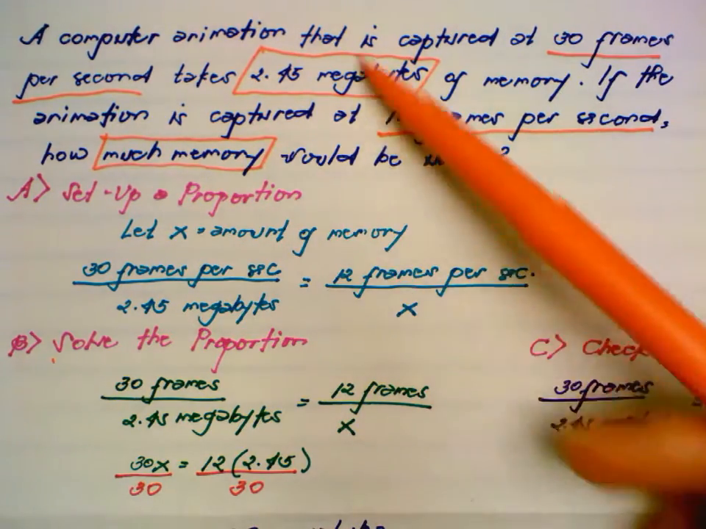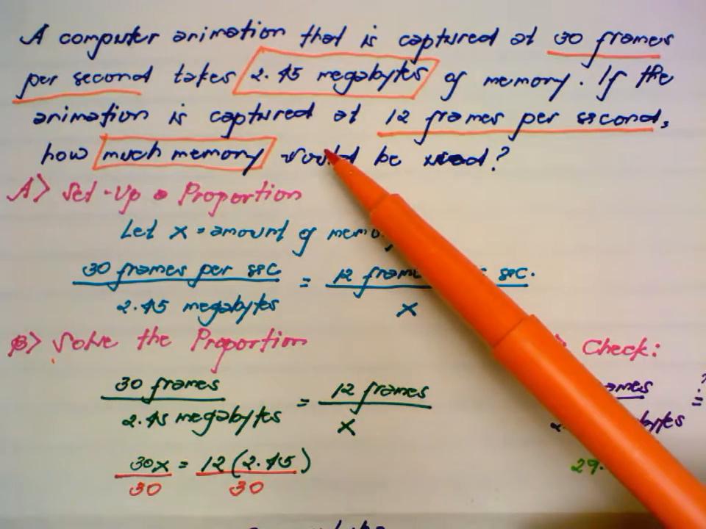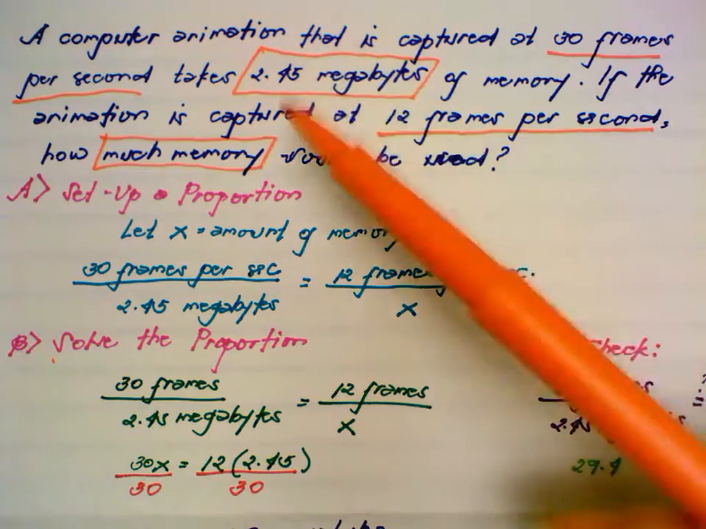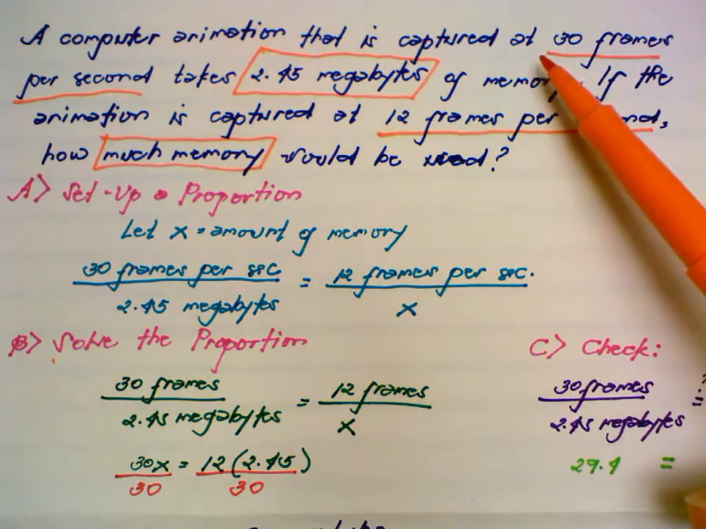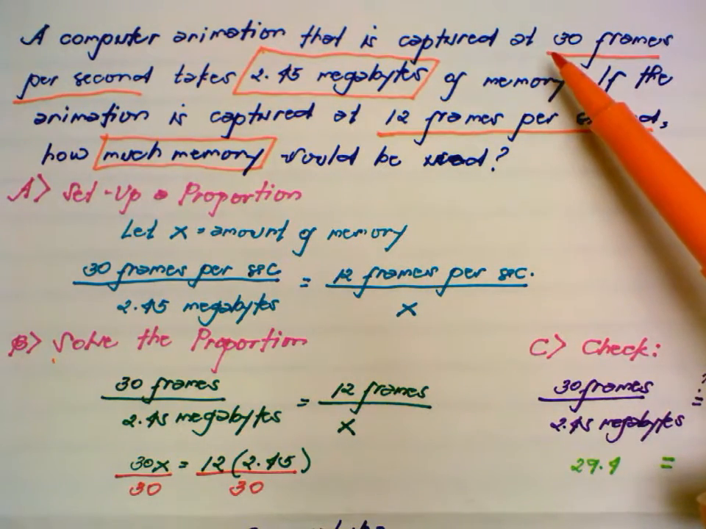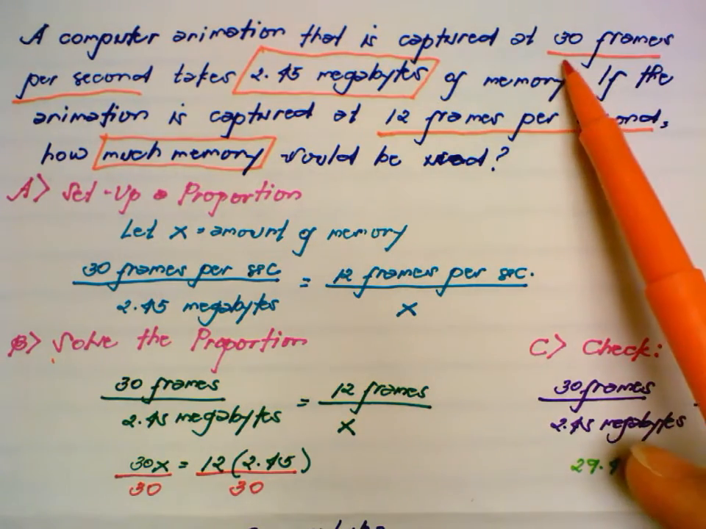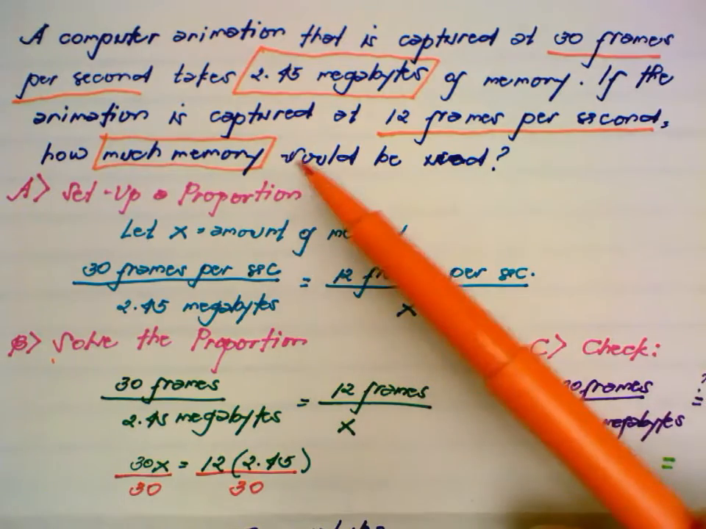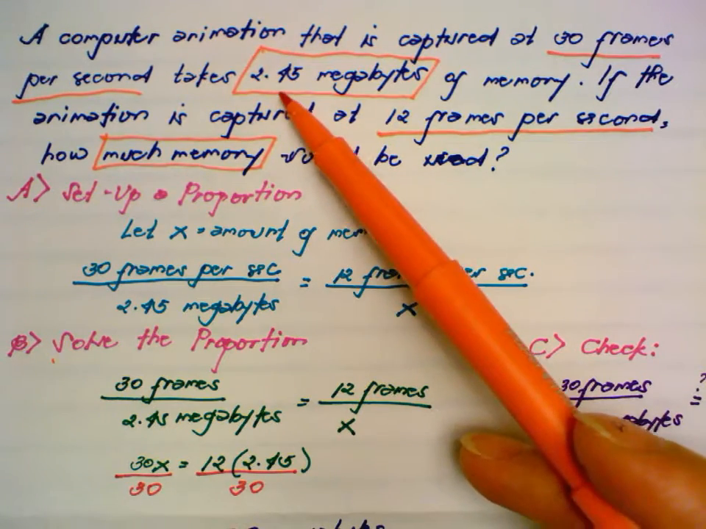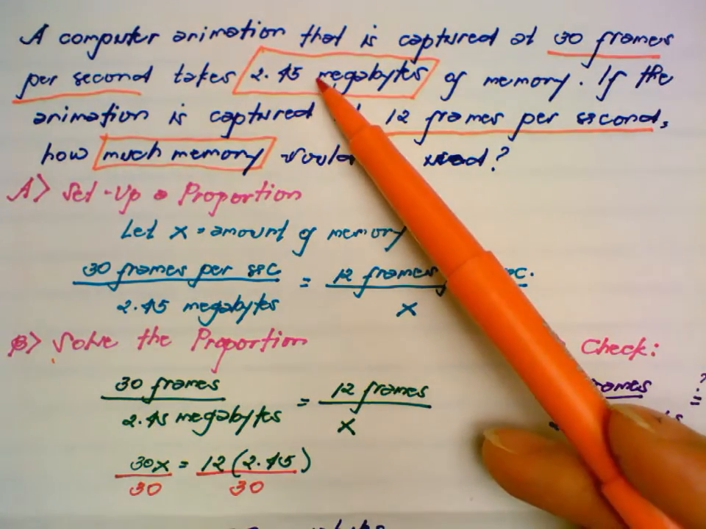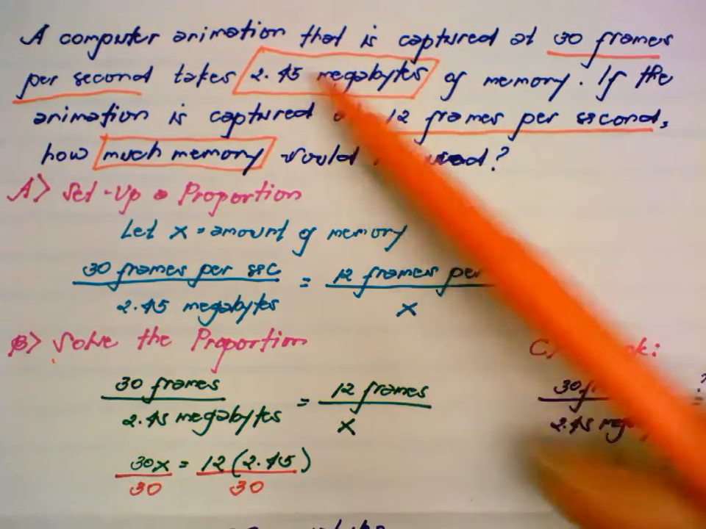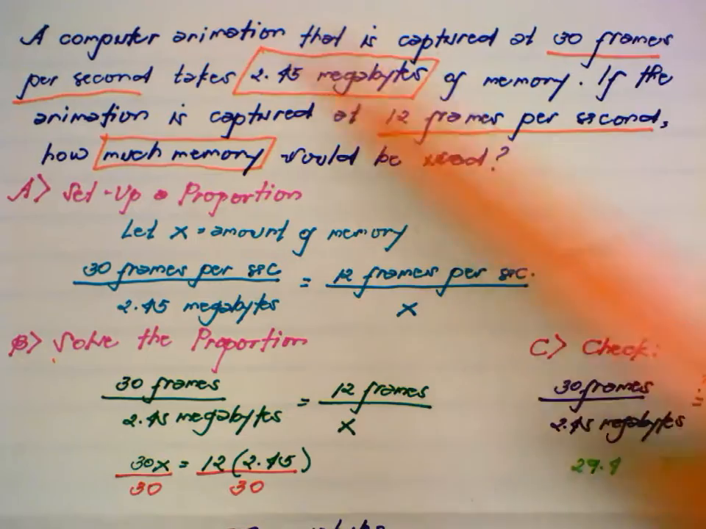When you are working with word problems, it's so helpful to use different colors to identify the information provided, the given information. So I have in here 30 frames per second, and I underlined this. Another one is 2.45 megabytes. They're two different pieces of information, so I use a different symbol to indicate that they're different.